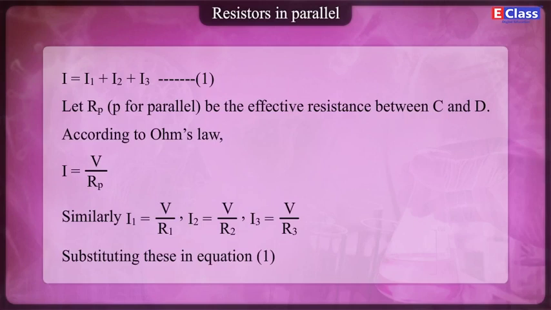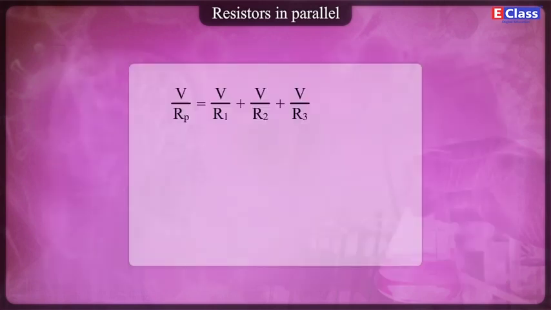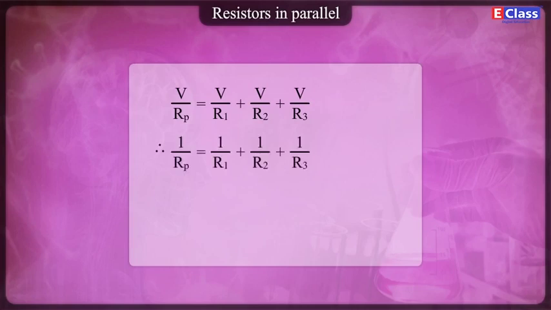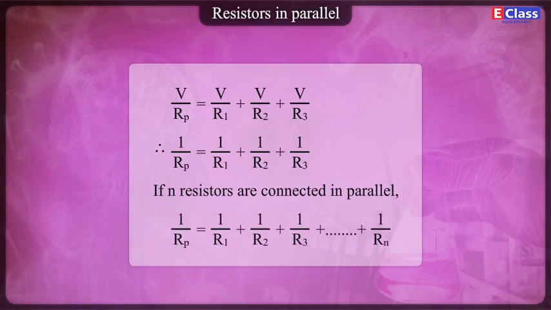Substituting these in equation 1, V upon Rp is equal to V upon R1 plus V upon R2 plus V upon R3. Therefore, 1 upon Rp is equal to 1 upon R1 plus 1 upon R2 plus 1 upon R3. If n resistors are connected in parallel, 1 upon Rp is equal to 1 upon R1 plus 1 upon R2 plus 1 upon R3 up to 1 upon Rn.